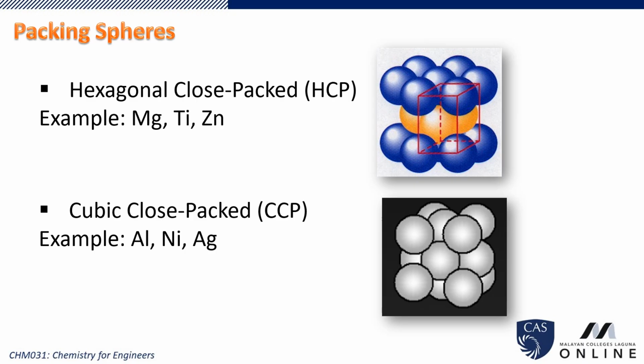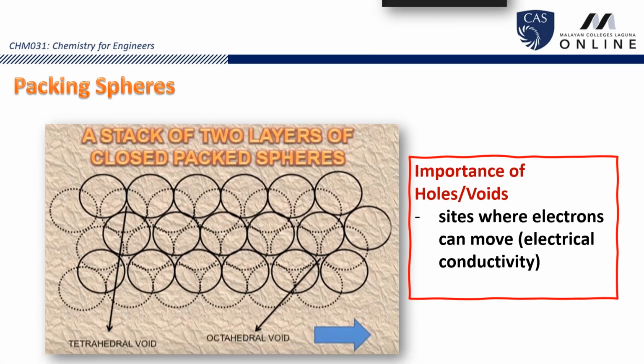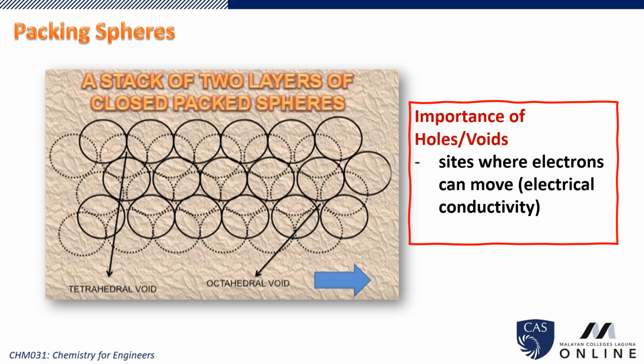Examples of HCP are magnesium, titanium, and zinc. For FCC, that would be aluminum, nickel, and silver. These structures influence mechanical and electrical properties. Voids or holes are empty spaces in the lattice, and these are important because they allow movement of electrons or ions, and they influence properties like conductivity and diffusion.